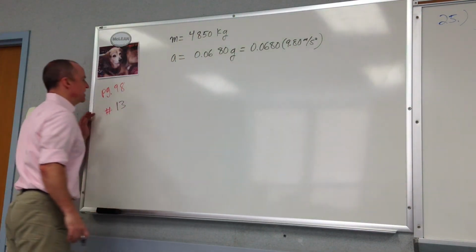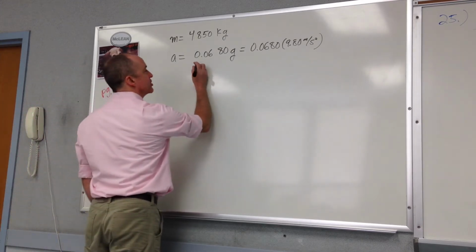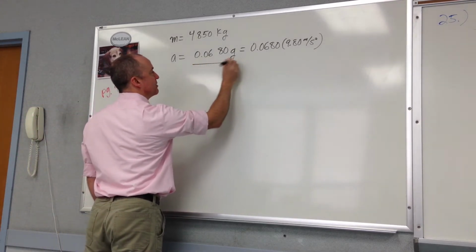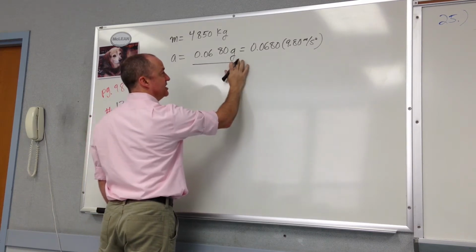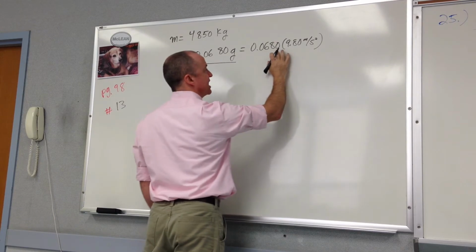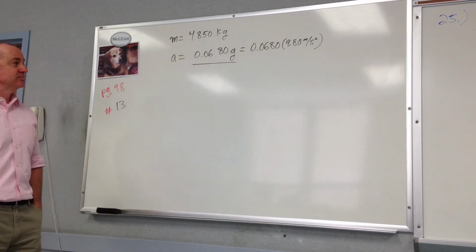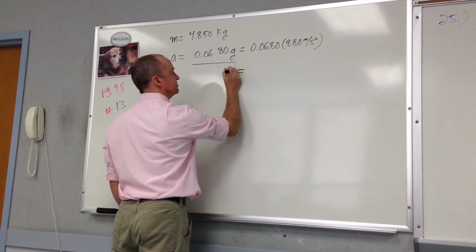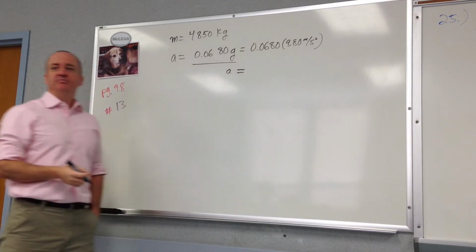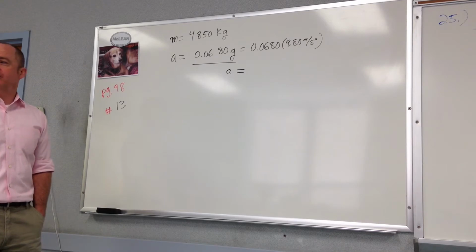Okay, so page 98, number 13. The mass of an elevator is 4,850 kilograms. This elevator should be designed to have a maximum acceleration of 0.0680 Gs, or 0.0680 times 9.80 meters per second squared. And just out of curiosity, what is this acceleration? What's just that number, 0.0680 times 9.80 meters per second?